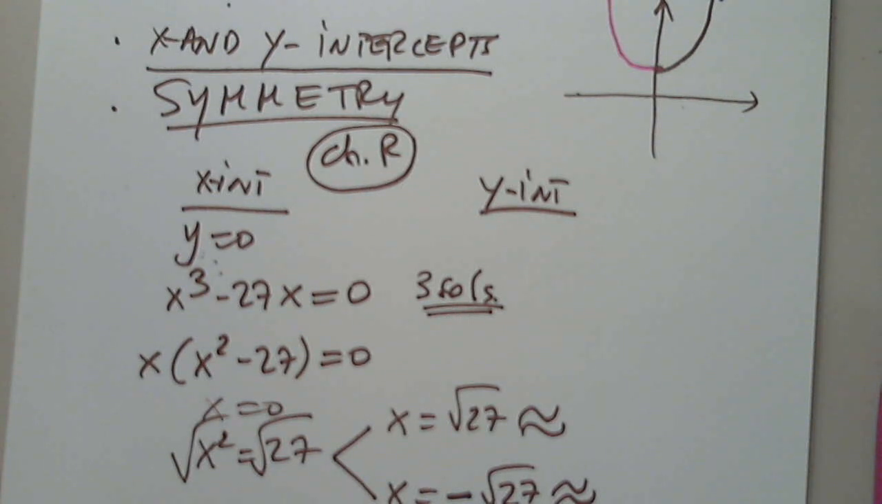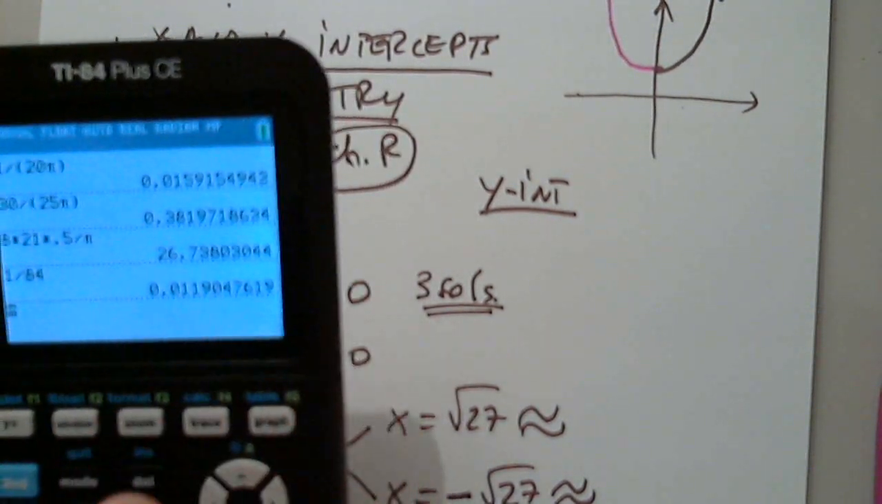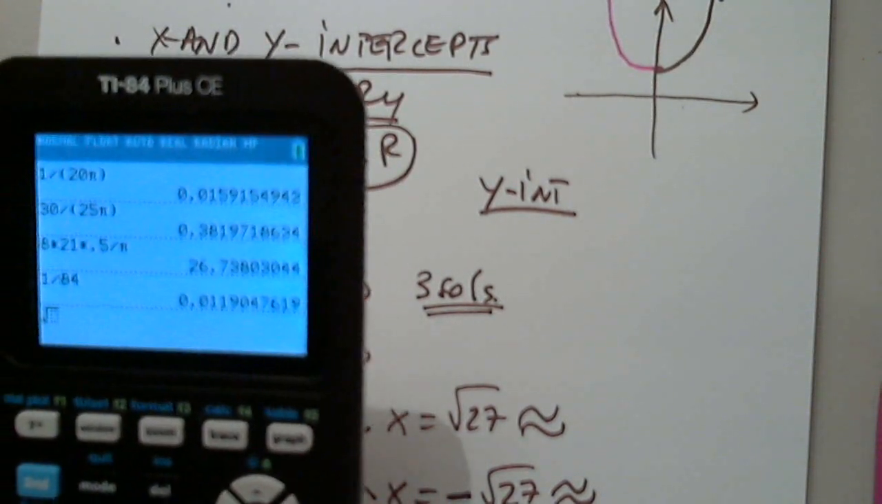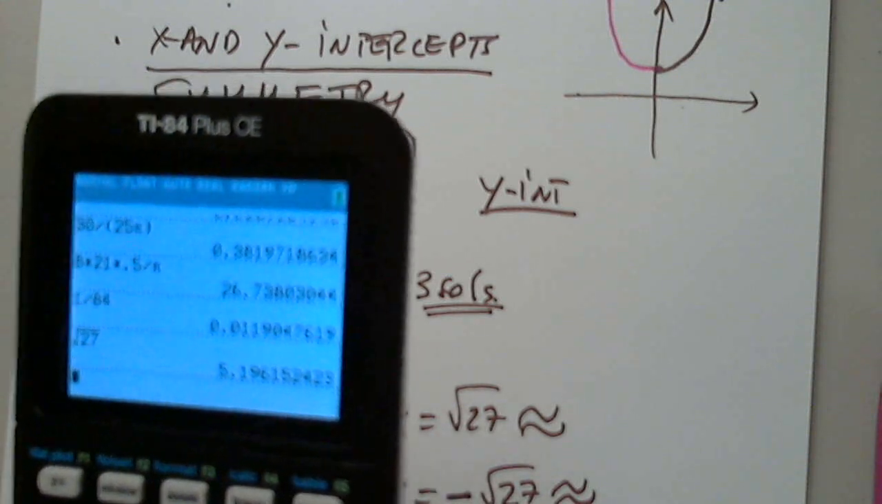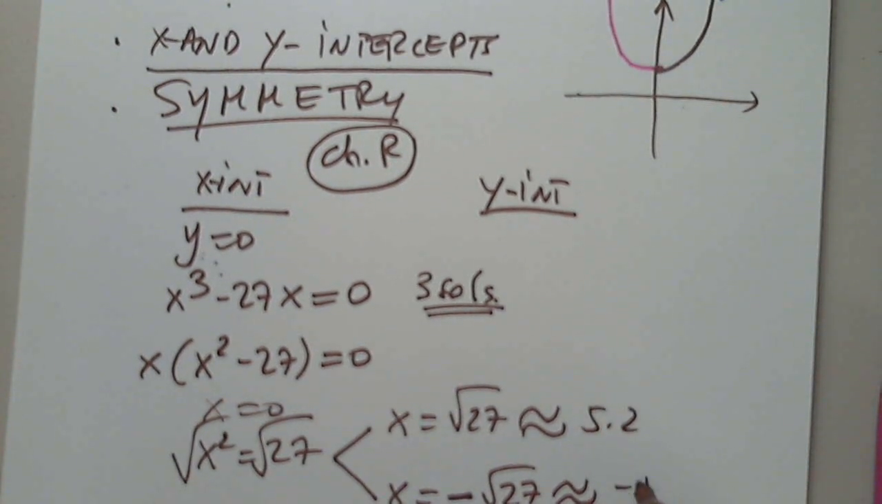So in the graphing calculator, since it's just a number, I'm just going to do the square root of 27, and I got 5.2 approximately. So 5.2 and negative 5.2.